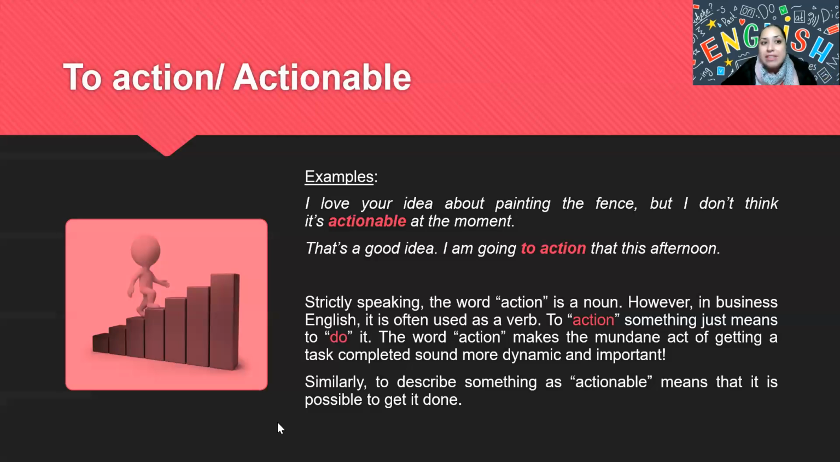So following that one, there's another one that is to action or actionable. Let's see examples. First example, I love your idea about painting the fence, but I don't think it's actionable at the moment. So it means that it might not be possible. That's a good idea. I'm going to action that this afternoon.